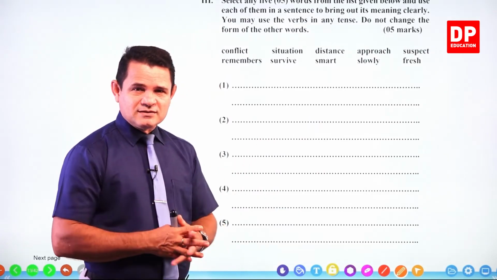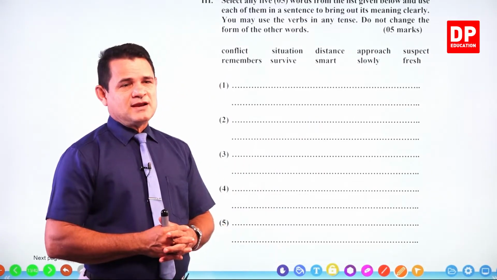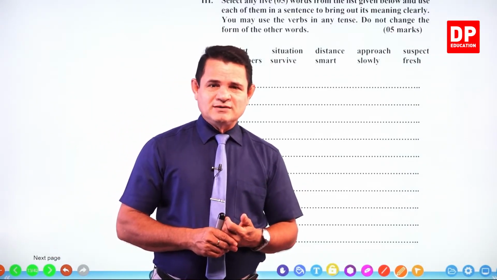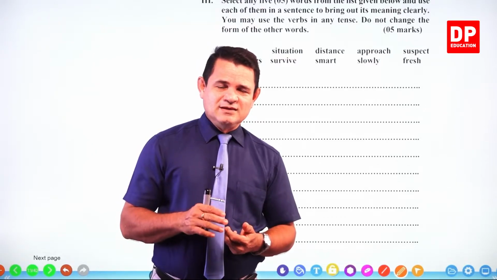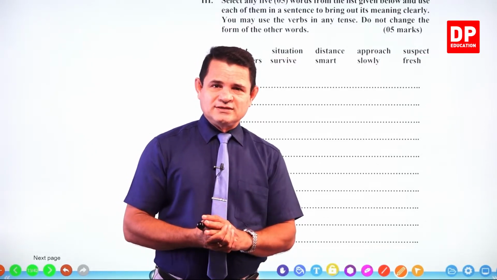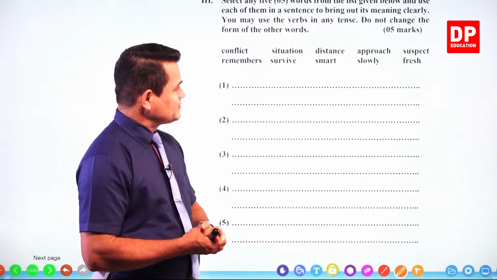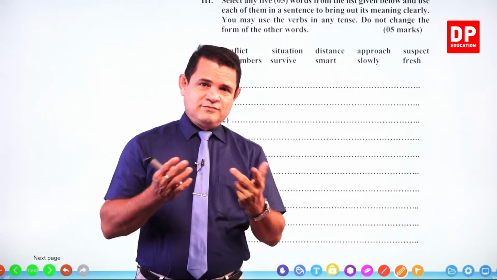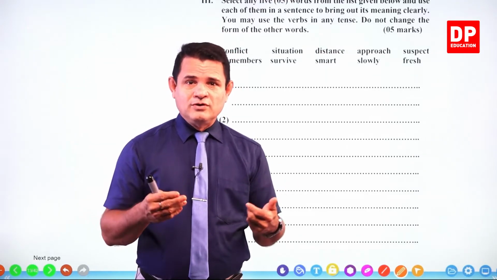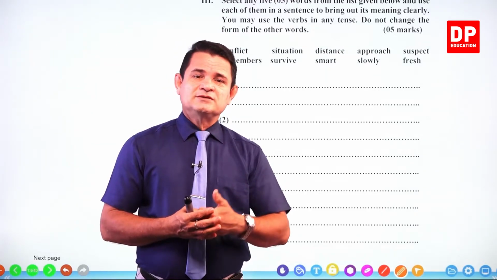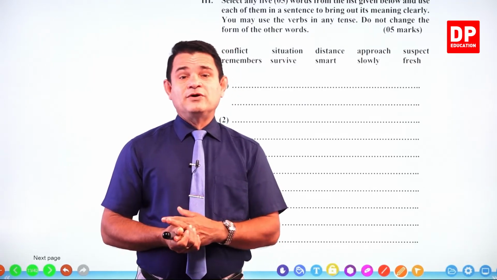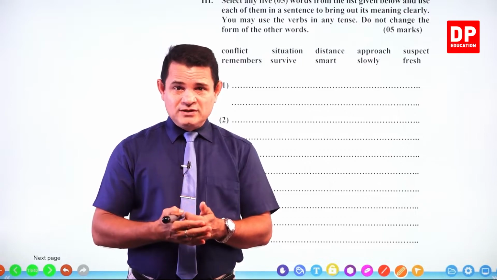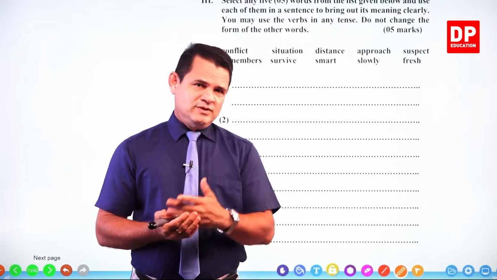Slowly. He ran slowly, so he could not catch the bus. He went slowly and so he could not catch the bus. And fresh. Having fresh food or fruit is a very good thing for your health.